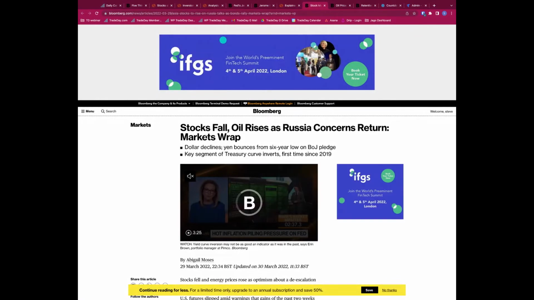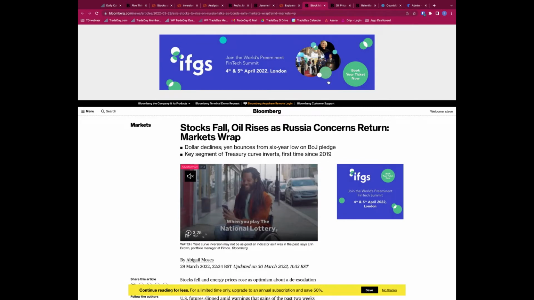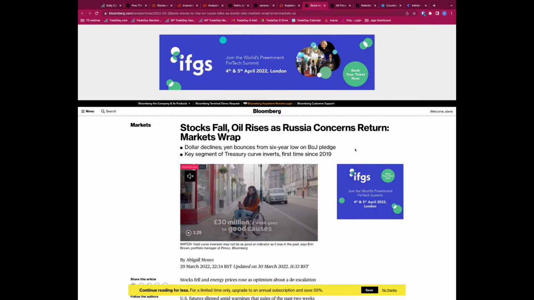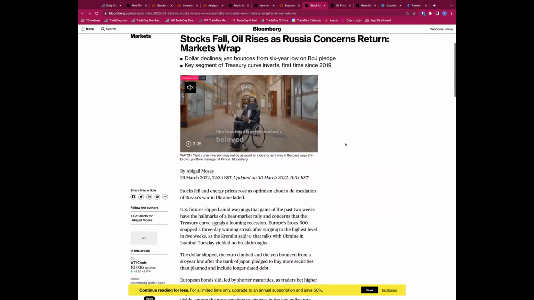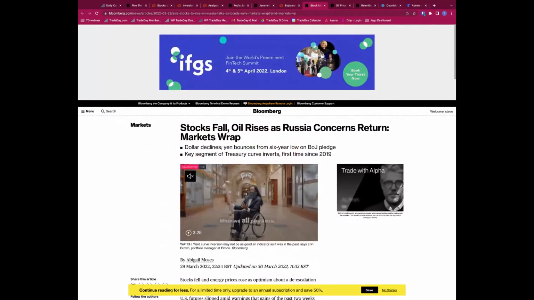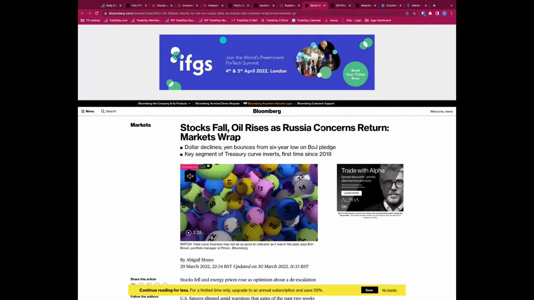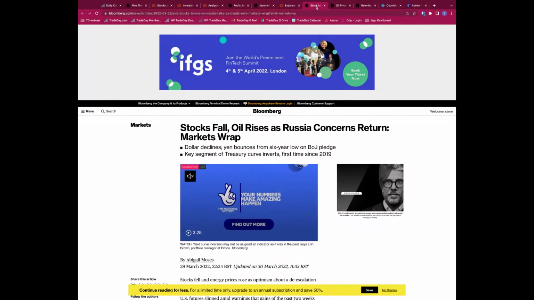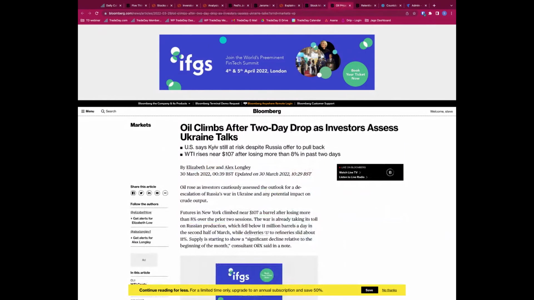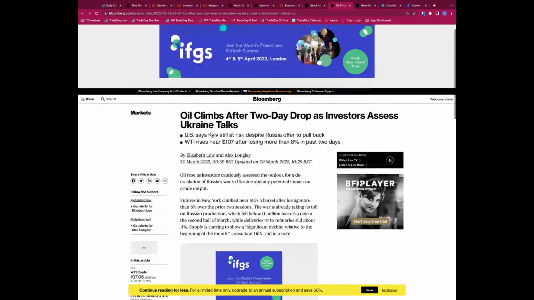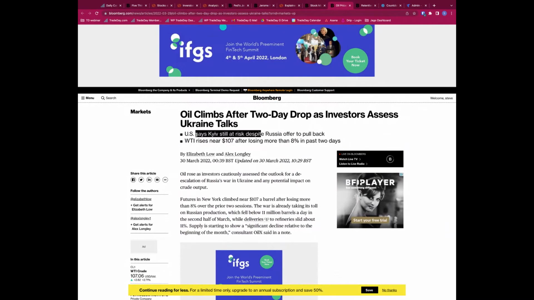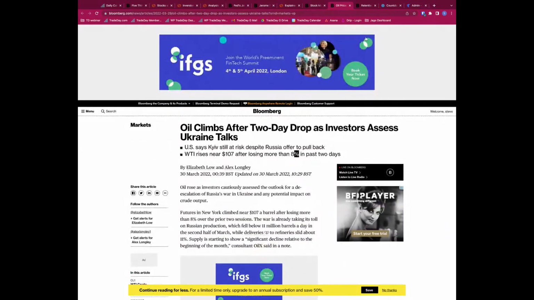And then just little recaps in here from Bloomberg. Stocks fall, oil rises. So oil's pushed back up again. Oil had dropped for the last 2-3 days and went back sub $100 at one point, taking some of the pressure off. But nevertheless, oil has rebounded. Oil climbs after a 2-day drop as investors assess Ukraine talks. The US says Kyiv is still at risk despite Russia's offer to pull back. So WTI is rising back up to $107, having dropped 8% in the prior 2 days.